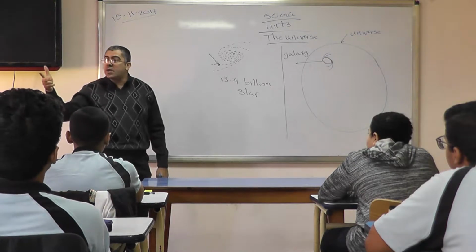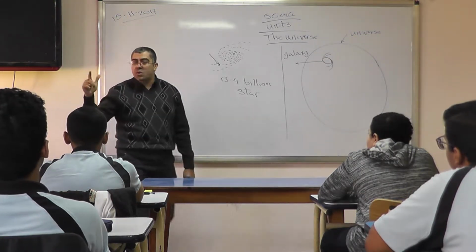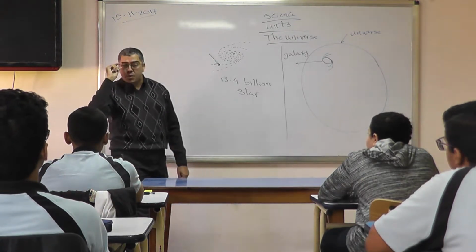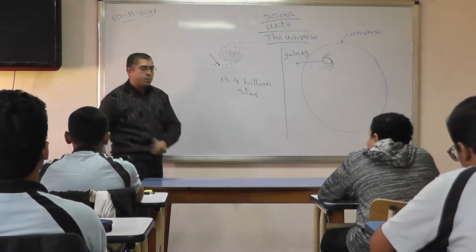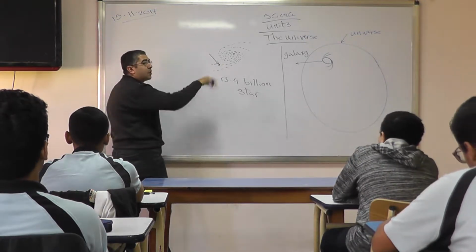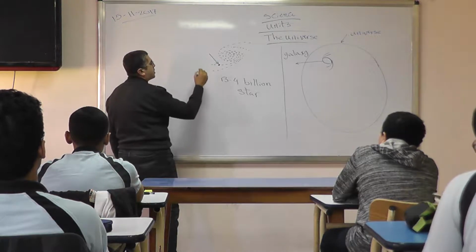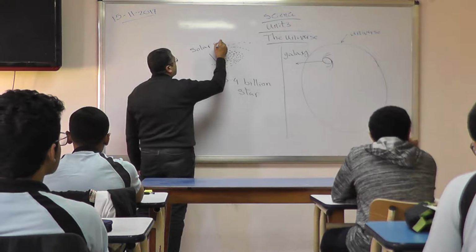And we have another thing: moons. How many moons does our Earth have? One. We have other numbers of moons in other planets. We'll talk about it after a period of time. So here we have the position of the solar system. The solar system is found here. This one is the solar system.